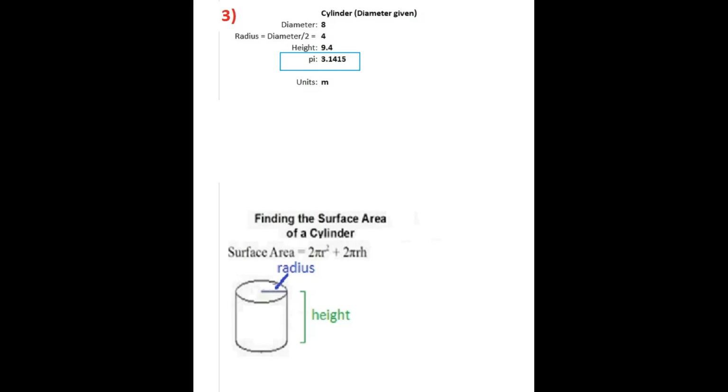3.1415. In class, remember, it will just be 3.14. I'll never ask you to do more than 2 places. But the book, we need 4 places. That's just how it works.